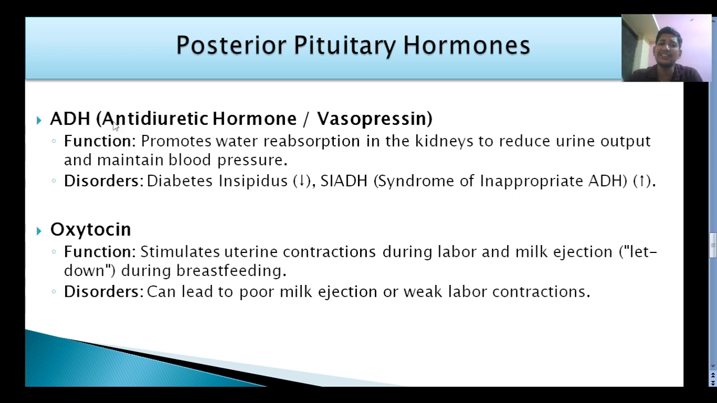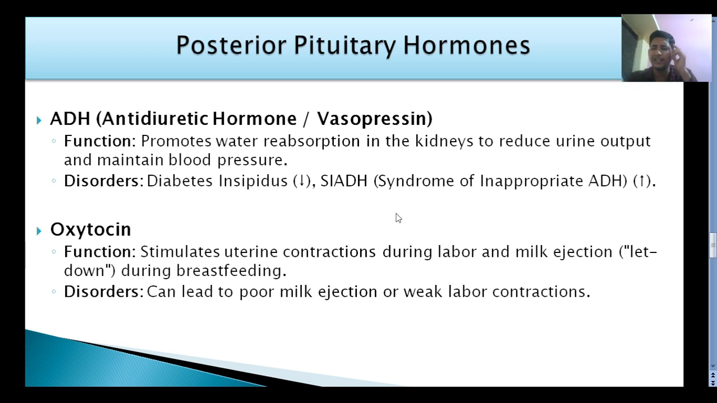The deficiency of ADH causes diabetes insipidus, and there is also one more disease called syndrome of inappropriate ADH, that is SIADH, due to hypersecretion of ADH. So these hormones must be at their optimum value. Hypersecretion also causes some problems, and low secretion will also result in other problems.